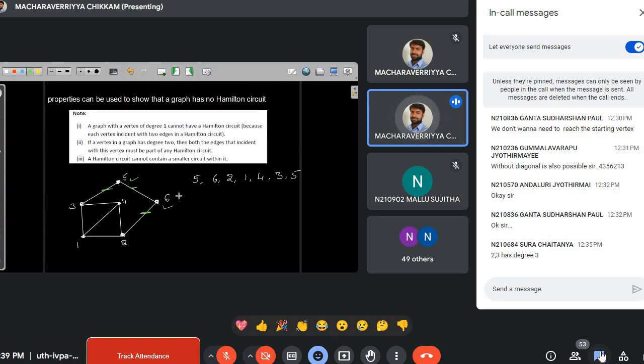And there is one more condition: a Hamilton circuit cannot contain a smaller circuit within it.